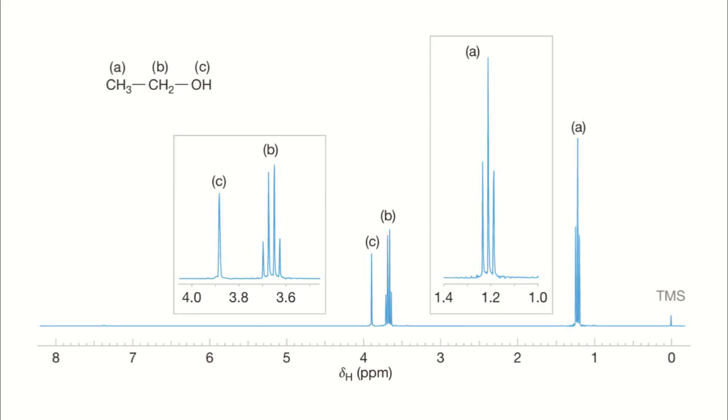The CH3 group at 1.2 ppm is split into a triplet because it's adjacent to the CH2 group, which has two hydrogens. The CH2 group at 3.7 ppm is split into a quartet because it's adjacent to the CH3 group, which has three hydrogens. Next, we interpret the integration of each peak to determine the relative number of hydrogens.